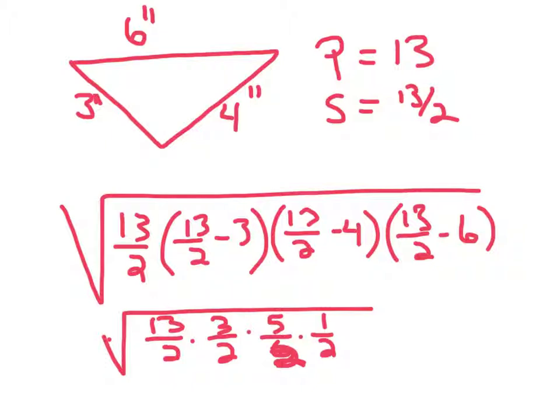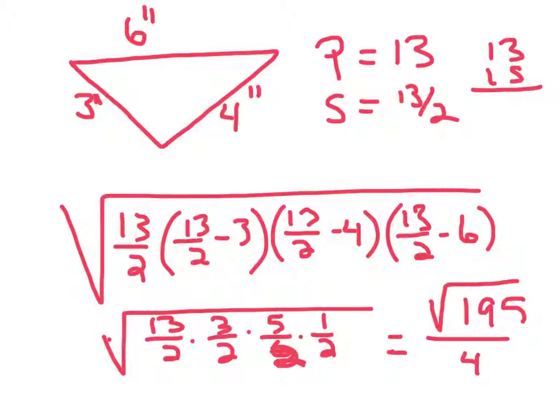And the bottom has a square root of 16, so we've got a 4 on the bottom. And on the top, those don't have anything in common. 13 times, really, I would just get out a calculator, except for I don't happen to have one. So 13 times 15, that's the square root of 195. So that's an example of Heron's formula.